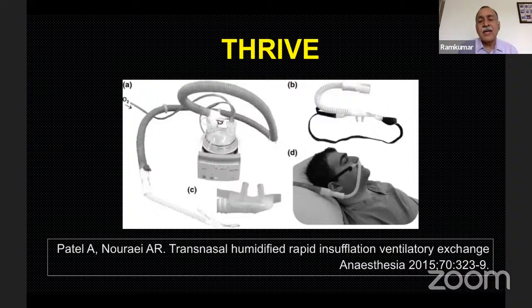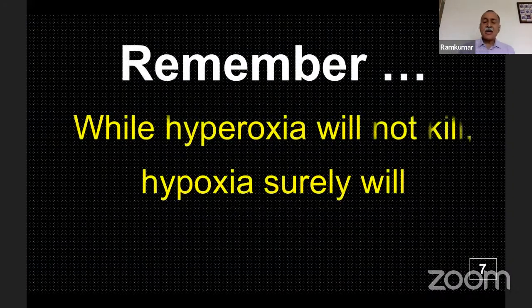It's not 10 to 15 liters of oxygen. It is anywhere between 50 to 70 liters of oxygen per minute, and it is humidified. And therefore, it's called transnasal, humidified, rapid insufflation ventilatory exchange. And please, all of us must read this paper. It's extremely important. I've come to almost the last 5 minutes of my lecture.